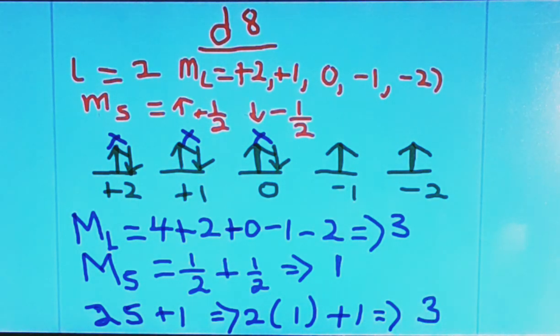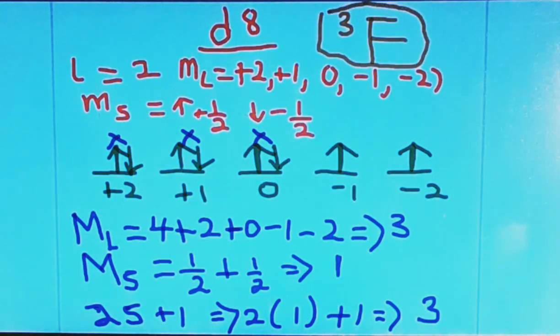Therefore, when we have the total orbital angular momentum to be 3, from the previous video, we know that if it is 0, it is S, if it is 1, it is P, if it is 2, it is D, if it is 3, it is F. So it is F. And the spin multiplicity is also 3. Therefore, the ground state term for D8 atomic orbital is 3F.